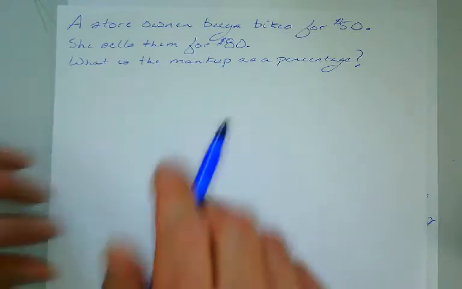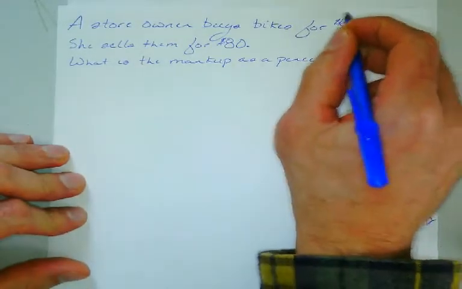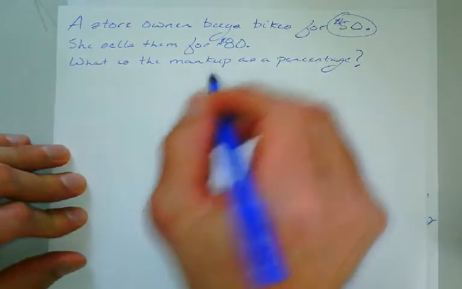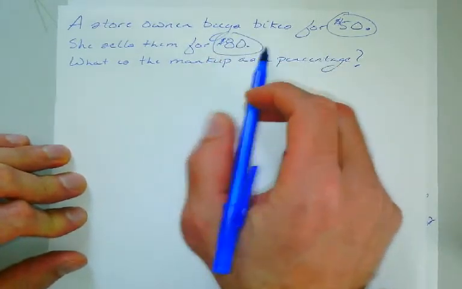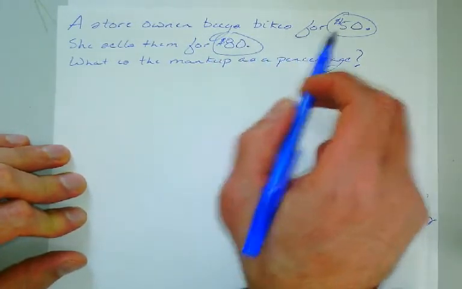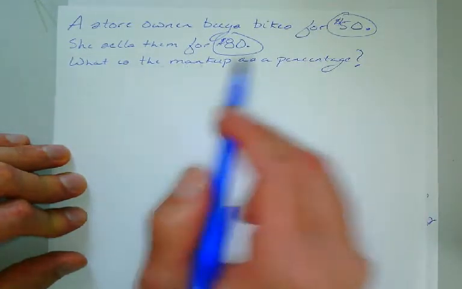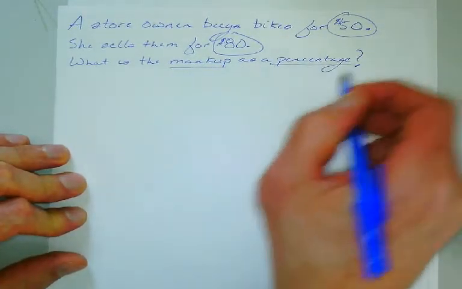A store owner buys bikes for $50. That's the original cost of the bike. She sells them for $80. So she actually increases the value of that bike to make a profit. What is the markup as a percentage?